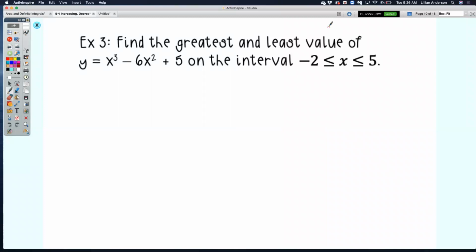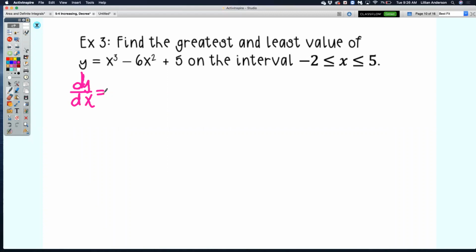Find the greatest and least value of y equals the function on the interval from -2 less than or equal to x less than or equal to 5. So this one here, we have endpoints, okay? And we're trying to find the least and greatest value of y. So in other words, we're trying to find the largest y value and the smallest y value, okay? To do that, just like before, we need the derivative. So I'm going to use dy dx. Remember, this is another way to represent the derivative because I have a y here.